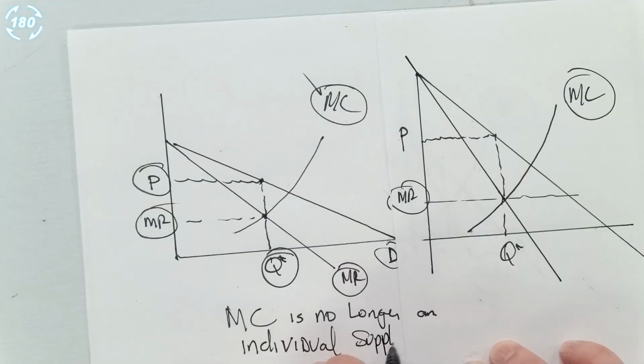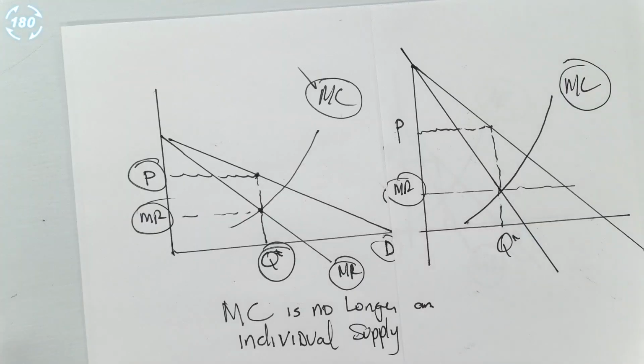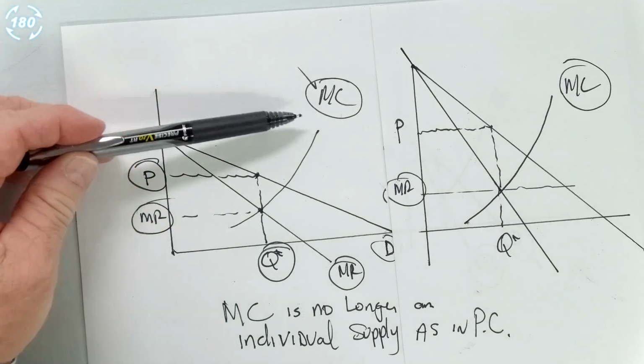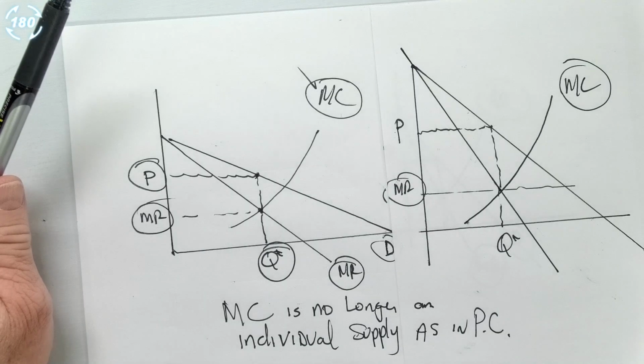Okay, it's no longer an individual supply curve. I feel like I was a little bit messy there. But as it was in perfect competition, okay, you don't have a supply curve in monopoly. You don't. There's not a single curve that relates price to the quantity supplied.